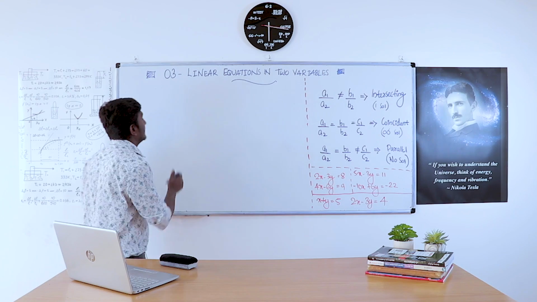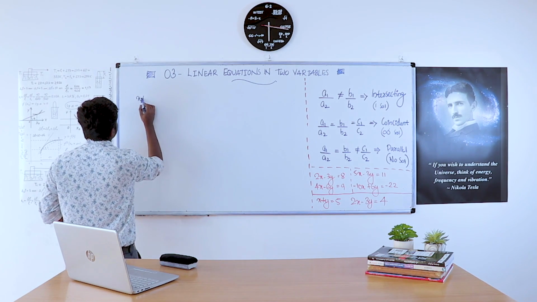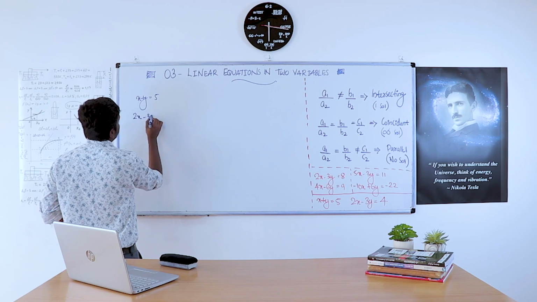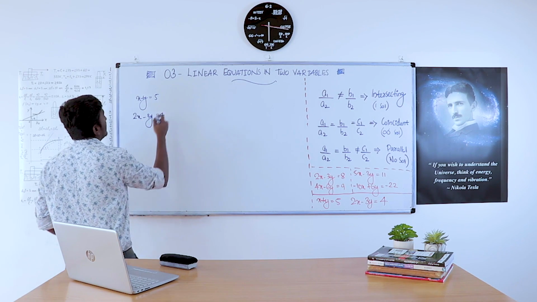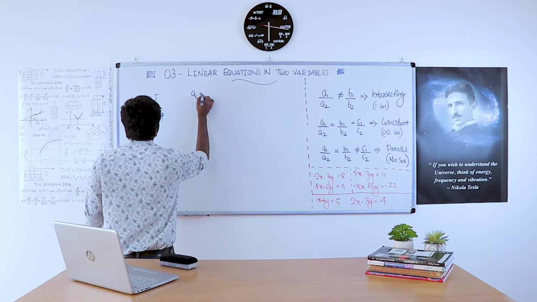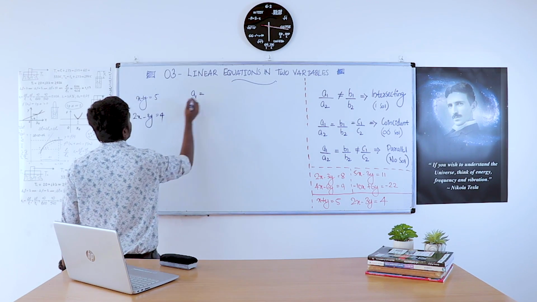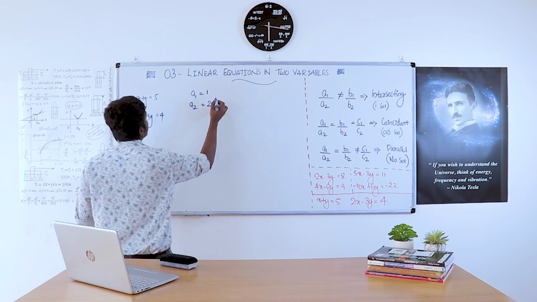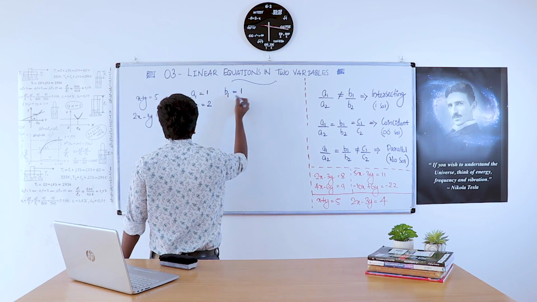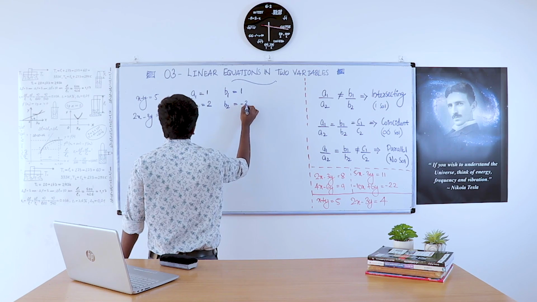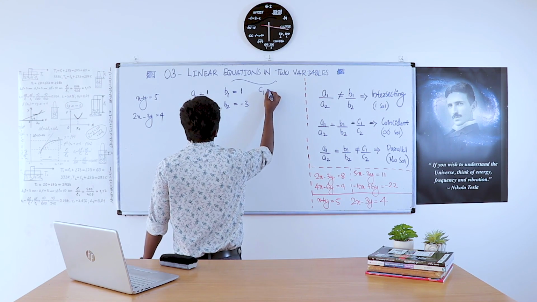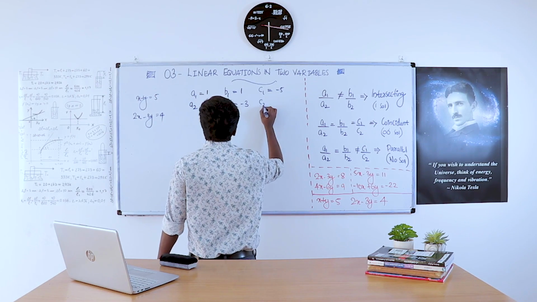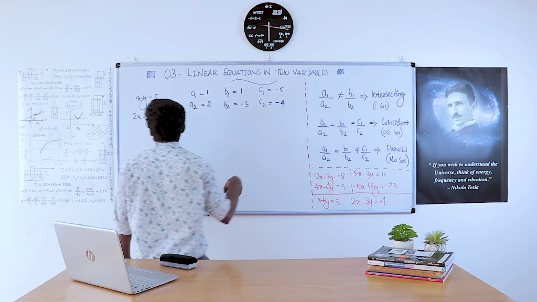The same equation we can check. x plus y is equal to 5, 2x minus 3y equal to 4. So what is a1? a1x plus b1y. a1 is 1. What is a2? a2 is 2. Then b1 is equal to 1. b2 is equal to minus 3. Then c1, when it comes to the left side, becomes minus 5. c2 is equal to minus 4.